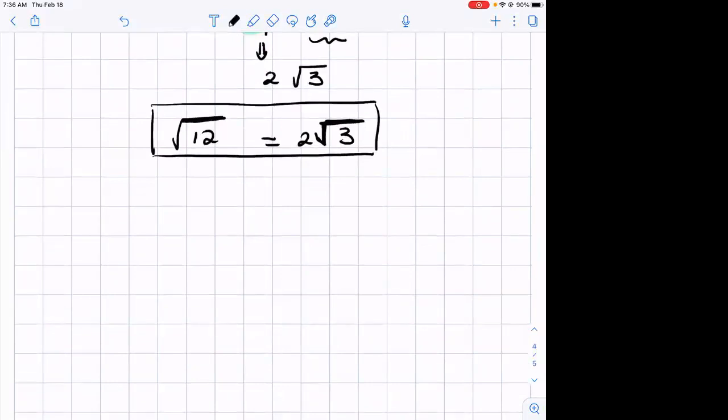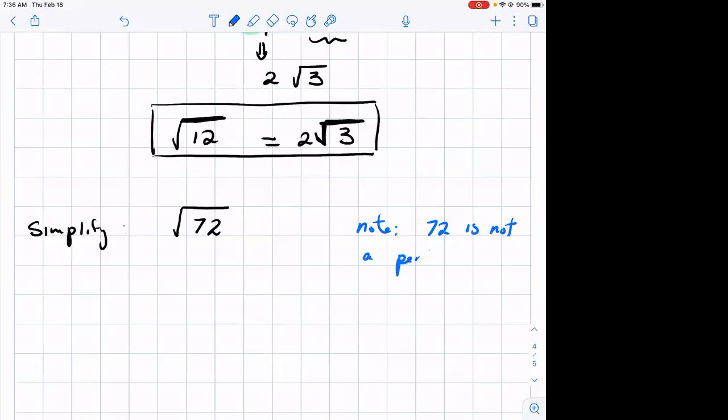Let's look at another example. Simplify the square root of 72. Okay? Square root of 72. So 72, you should observe, is not a perfect square. And once again, we say this because there is no number that, when multiplied by itself, gives 72.